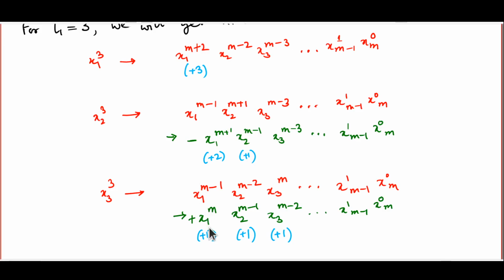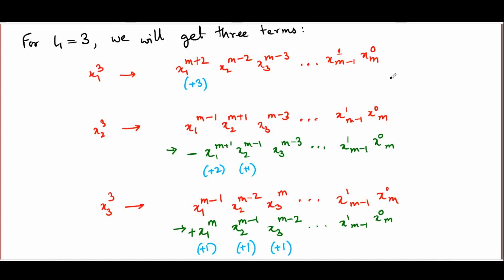And now you are essentially multiplying by x1 once. Remember, x1 had m minus 1 power to begin with. Now it's x1 to the m. x2 similarly had a power of m minus 2 to begin with. Now it's m minus 1. And x3 ends up with a power of m minus 2, which is also 1 extra.